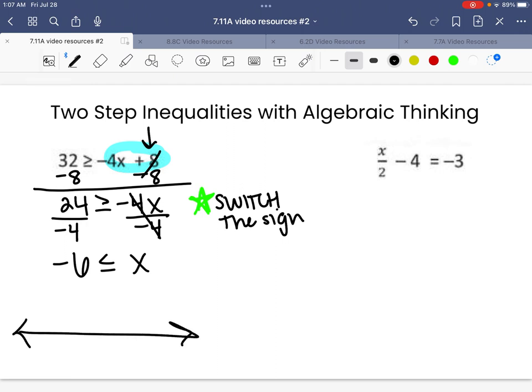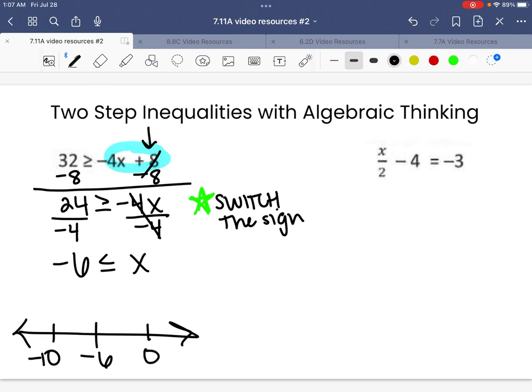I want to go ahead and make a graph of my solution because inequalities have more than one solution while equations only have one. And so I see that negative 6 has to be less than or equal to x, so negative 6 will go on my number line, and I will choose a number to the left and to the right. So my number to the left, I'll just choose as negative 10. And my number to the right, I will choose as 0.